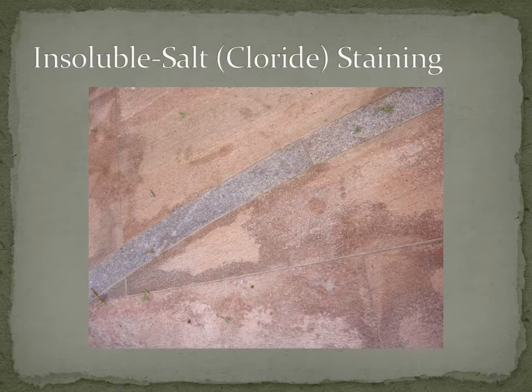Okay, this is a granite floor with insoluble salt staining. This is where chlorides or nitrates from the mortar bed beneath the stone have wicked their way up into the stone and through the edge of the stone and have caused a darkening. Insoluble salt means what it says: these salts, these chlorides, are not soluble. That means they are not going to rinse out. They're throughout the thickness of the stone, and they are stable.